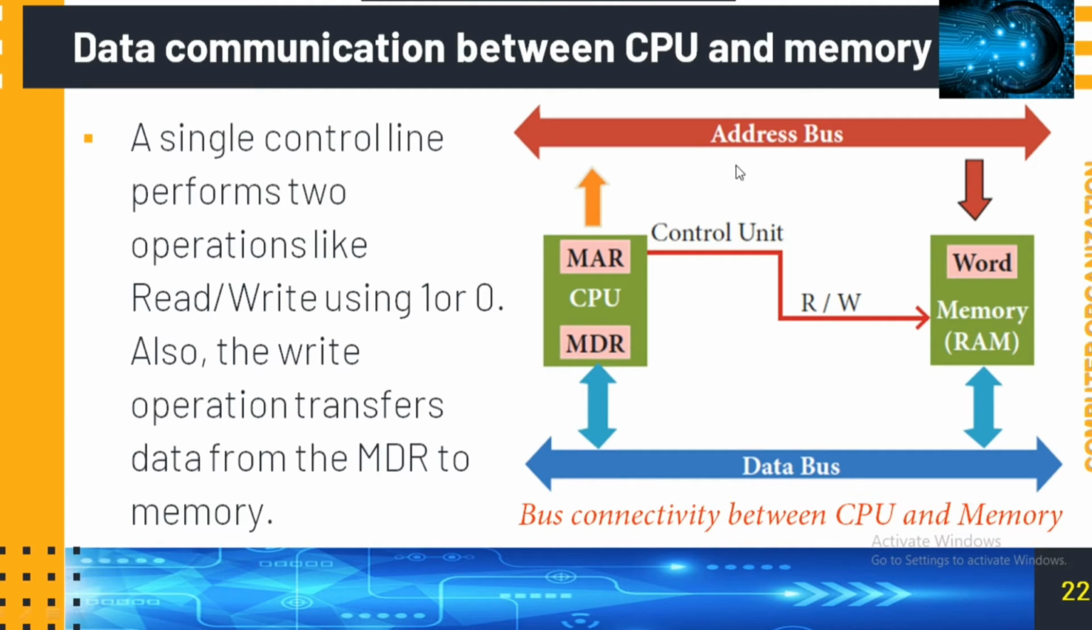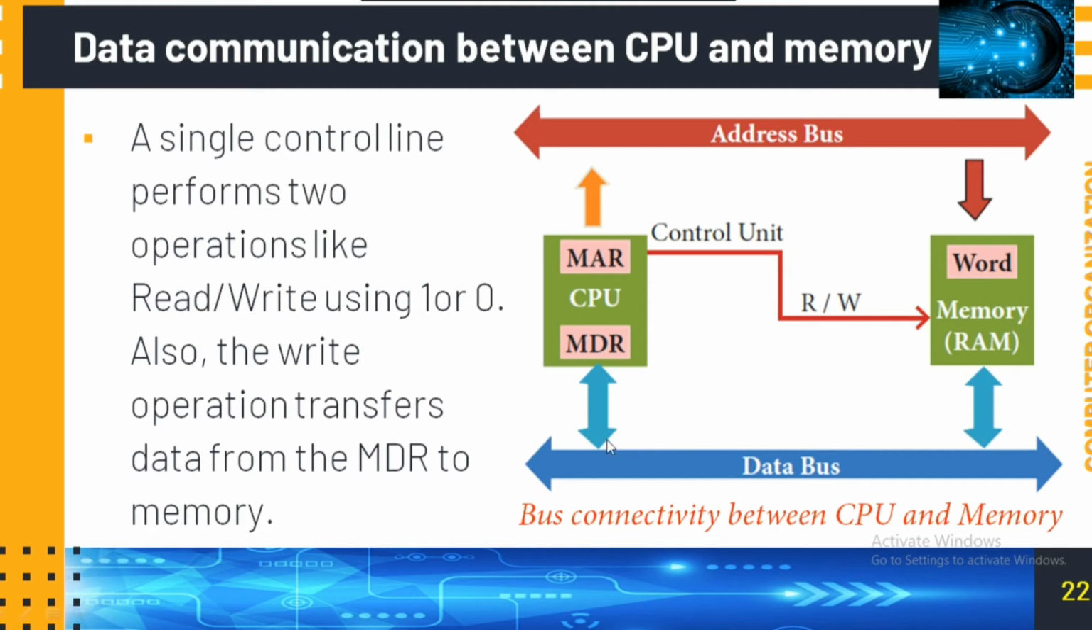See this, in the CPU there are two registers: the MAR, memory address register, and the MDR, memory data register. The data register carries the data, and the address register is used to fetch the address of the instructions. The control unit gives a signal to the memory whether it is going to read data or write data. This is a single control line. If we pass the input as 1, then the read operation is performed. If we pass the input as 0, then the write operation is performed.